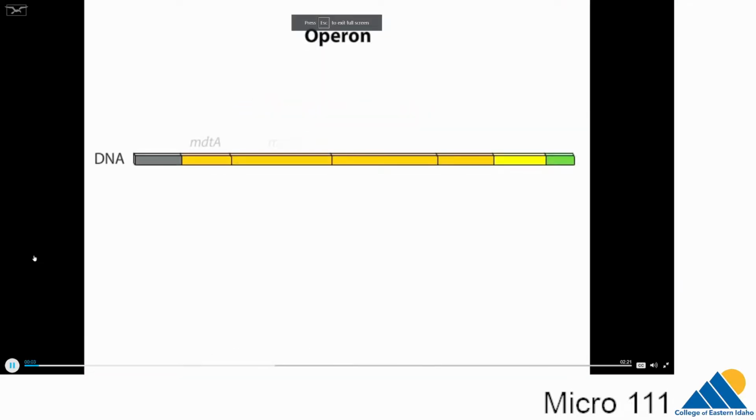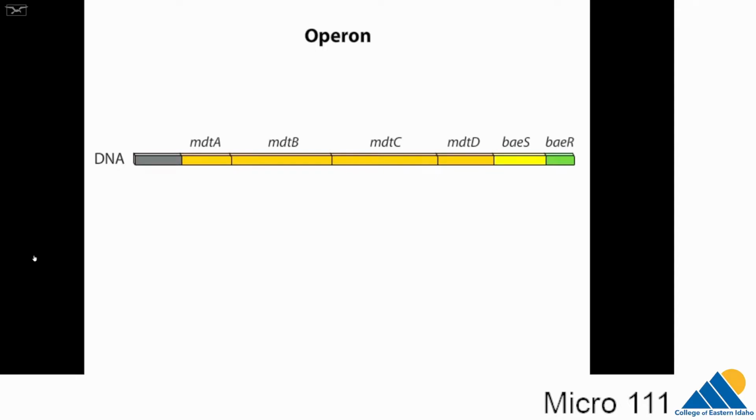An operon is a series of genes in tandem that are controlled by a single promoter. Gene expression begins when RNA polymerase binds to the promoter and transcribes the genes, all into a single mRNA molecule. The genes of an operon typically encode proteins that work together.